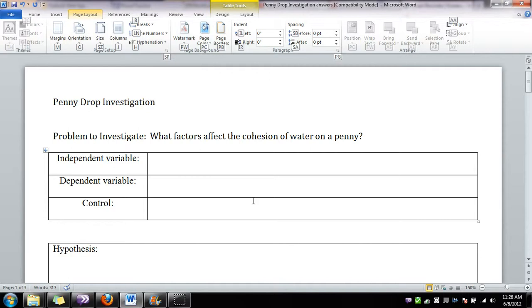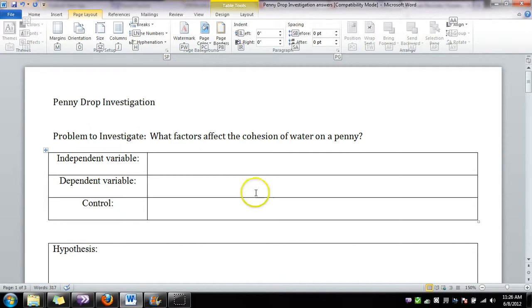So for this first lab, this is the investigation we use for the scientific method. It goes through all the parts to the scientific method, and it additionally looks at the factors that affect the cohesion of water on a penny. This is the problem that we're going to investigate for this lab. As I go through the lab, you need to fill in the information on your Penny Drop Investigation worksheet, which you can download from the assignment that you just opened up.